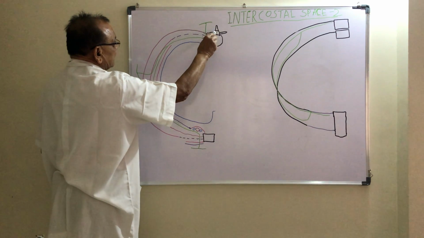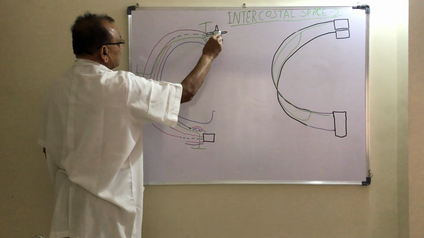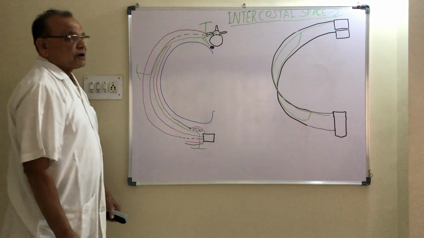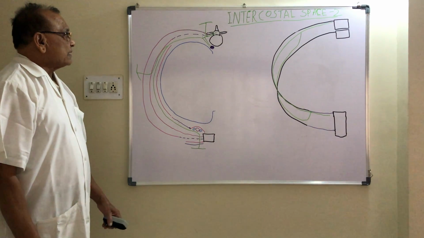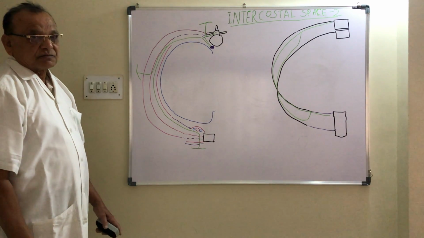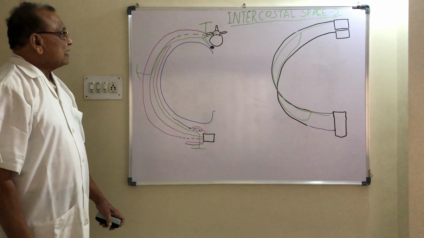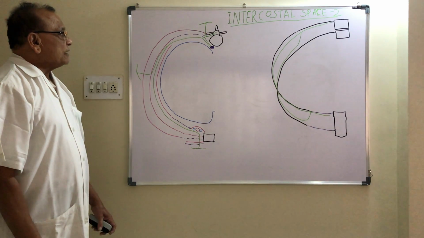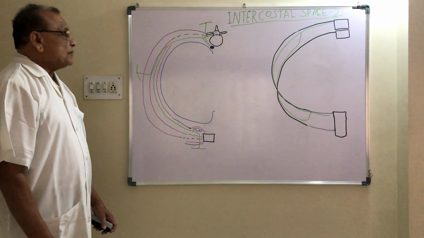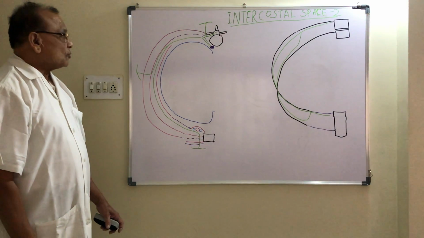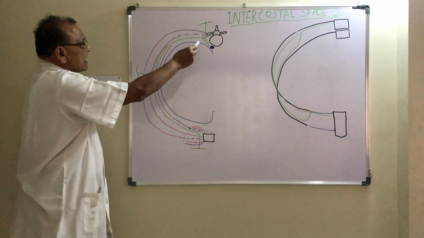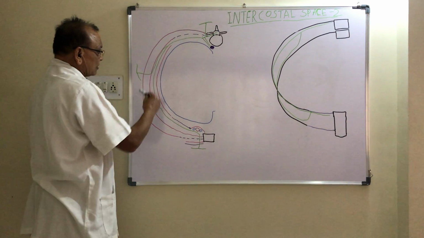Here there is an opening, called the vertebral foramen, and the vertebral foramen contains the spinal cord. The spinal cord gives origin to the spinal nerve by means of 2 roots, anterior root and posterior root. Now see this diagram, transverse section of intercostal space.